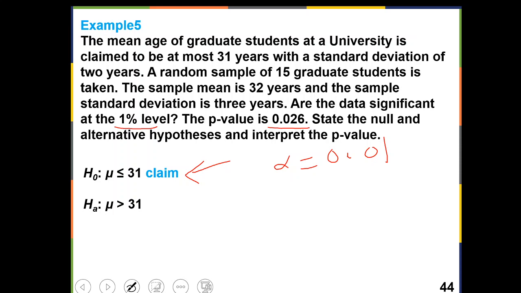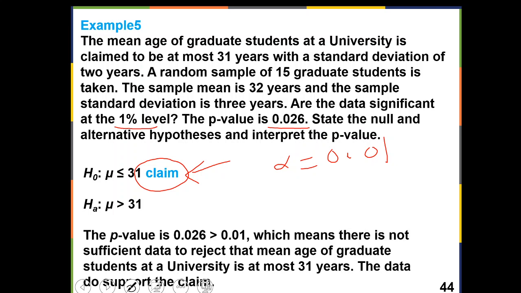So what do we say? There is not enough evidence to reject the claim, right? So the p-value is greater than 0.01, which means there is not sufficient data to reject that mean age of graduate students at university is at most 31 years.